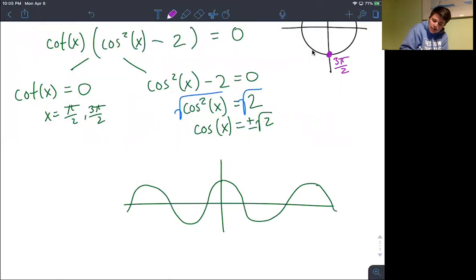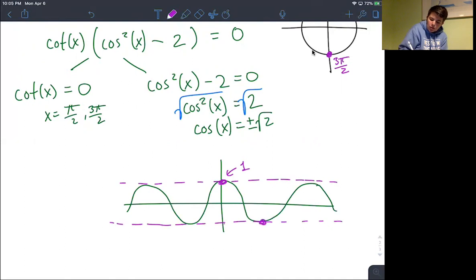What is the tippy top? Oh my gosh, let's pretend like we're trying to draw a straight line. What is the tippy top of a cosine graph? It never goes above what? 1, right? What is the very, very bottom of a cosine graph? It never ever goes below -1, right?